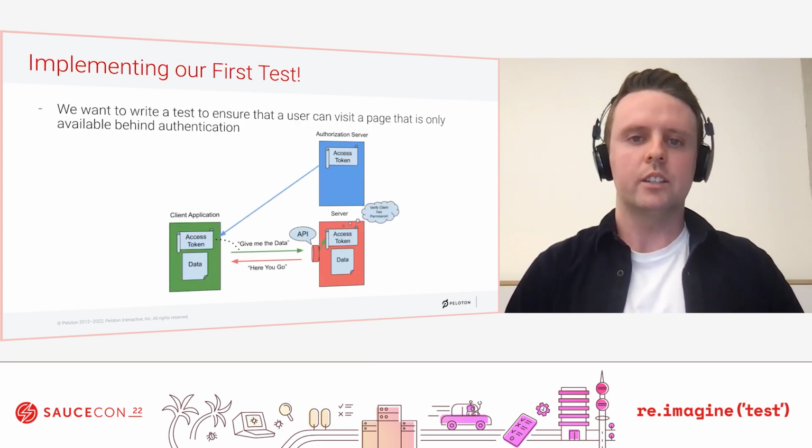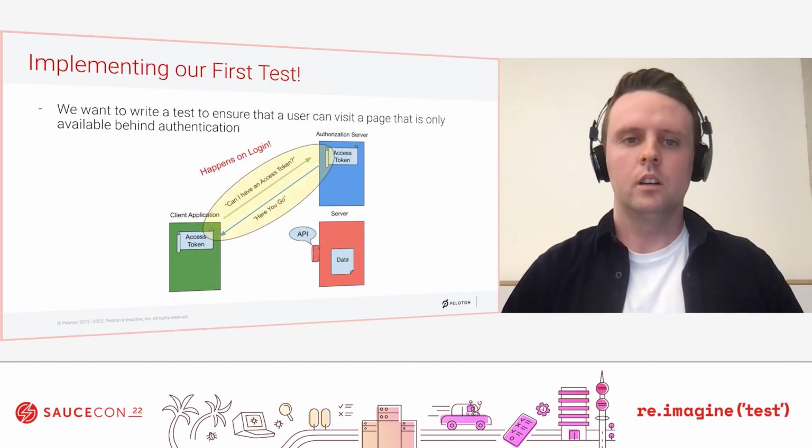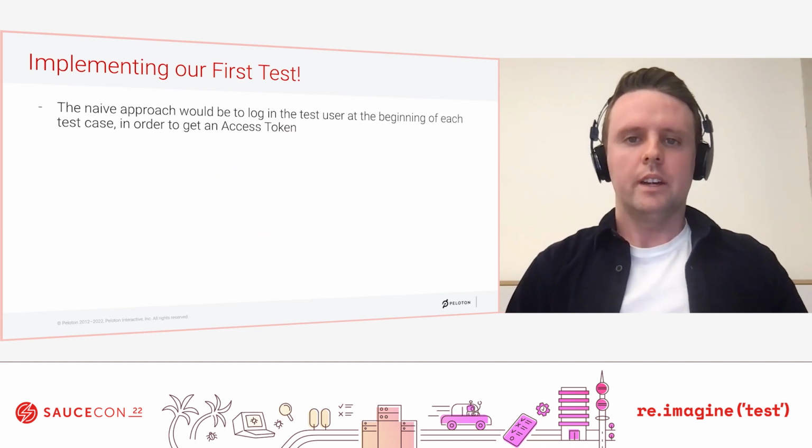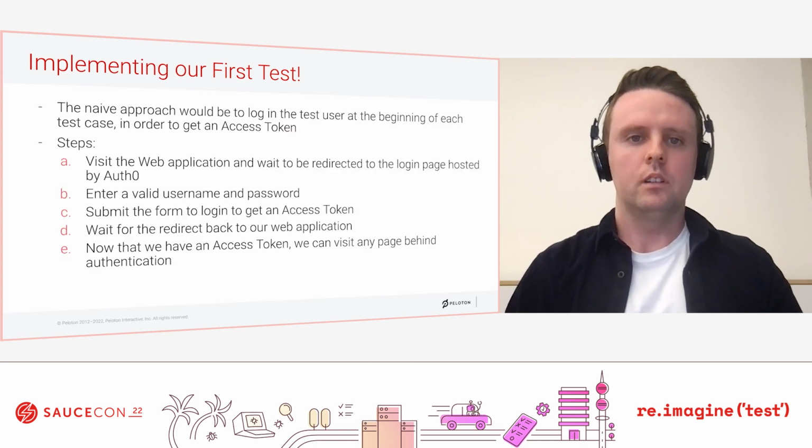Imagine that we want to write a test to ensure that the user can visit a page that is only available behind authentication. Going back to our demo of OAuth, this means that we need to ensure that the user has an access token when visiting that page in order to pass it to the server. While thinking about how to automate this, we remember that a user gets an access token when they log into the app. As a result, the naive automation approach would be to log in the test user at the beginning of each test case in order to get an access token.